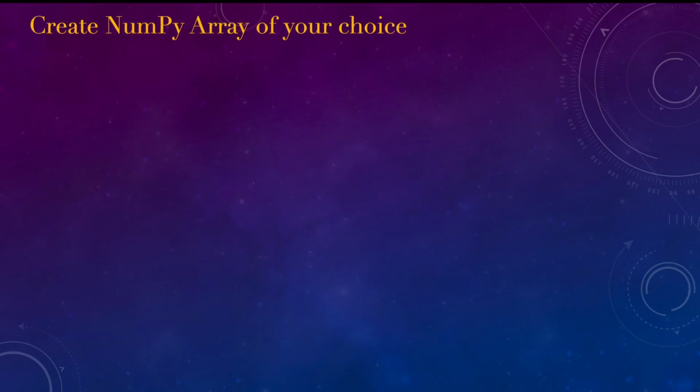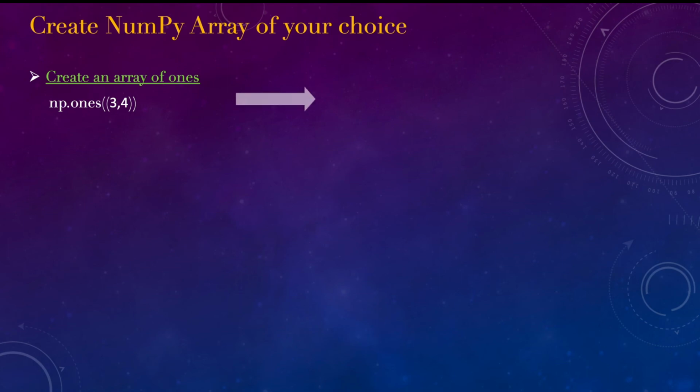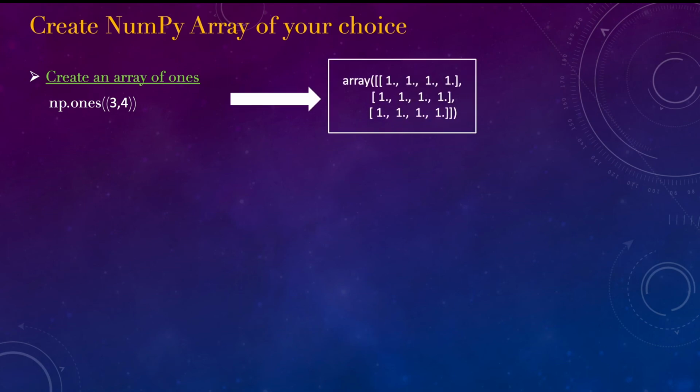Now let's see how to create NumPy arrays of your choice. The very first is to create an array of ones. For that we call np.ones. Ones is a function of NumPy which is provided to create an array of your choice, and that will be filled with all ones. So here in this example, when we call np.ones and we pass two values 3, 4, it will create an array with 3 rows and 4 columns all filled with ones.